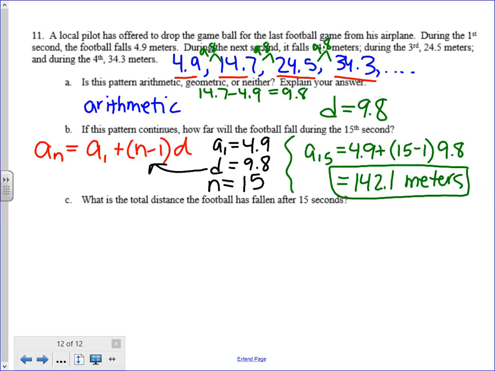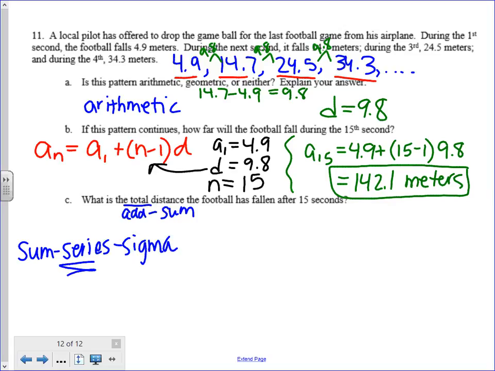Now it says, what is the total distance the football has fallen? Well, total means that you have to take all those distances for 15 seconds and add them up. Adding is finding a sum. And what we've been saying the whole time here is that sum, series, and sigma go together. Well, I need to use the series formula for arithmetic, which is S sub n equals n over 2 times the first term plus the last term.